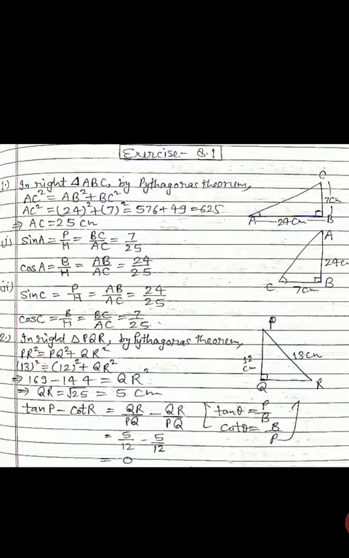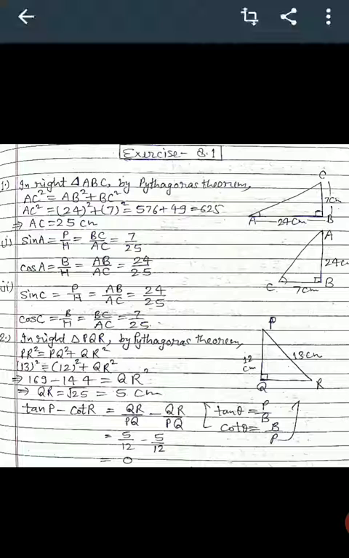So in right triangle ABC, angle B is 90 degrees and given AB is 24 and BC is 7 cm. So we can find AC by Pythagoras theorem. In right triangle ABC, by Pythagoras theorem, AC square equals AB square plus BC square. So AC square equals 24 square plus 7 square. 24 square is 576 plus 7 square is 49. Total sum is 625. So AC square equals 625. Now AC equals root of 625, that is 25 centimeter.